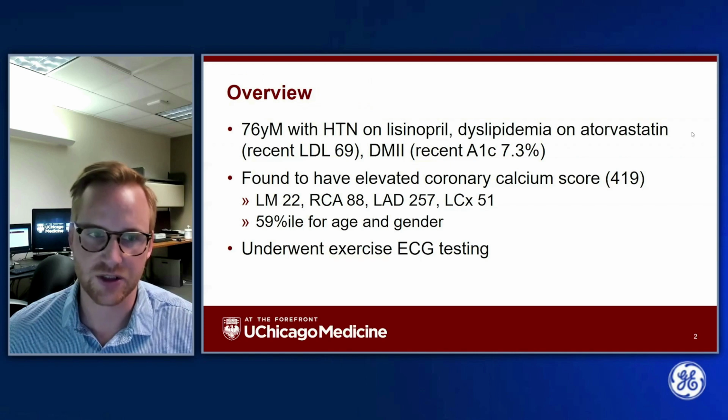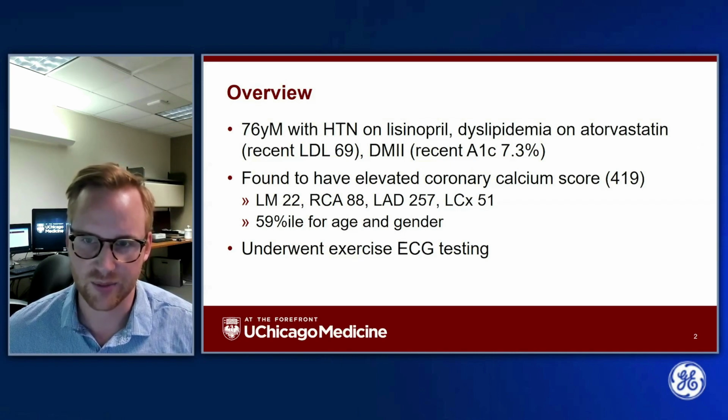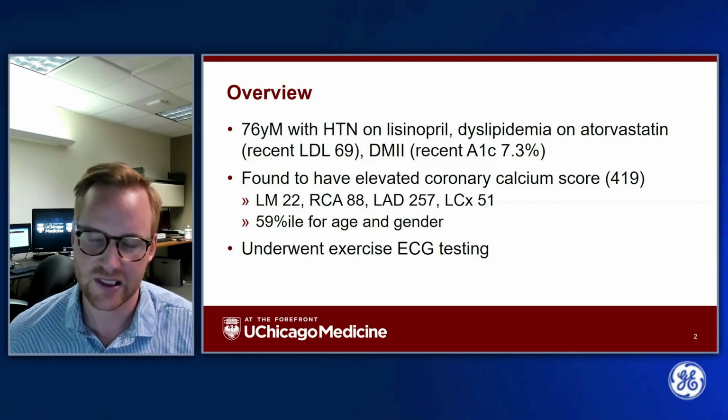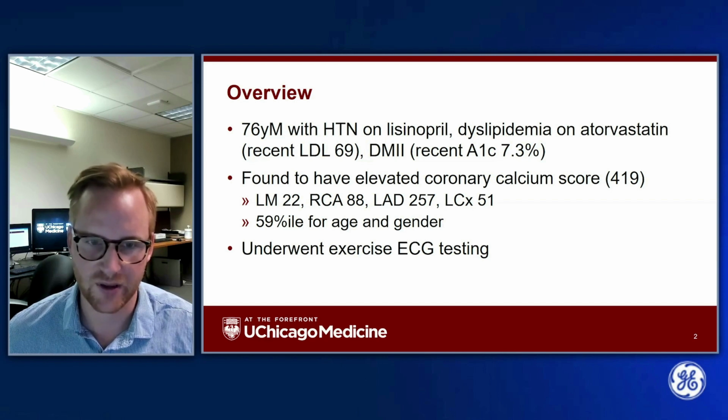This is a 76-year-old gentleman who has a history of hypertension on lisinopril, dyslipidemia on atorvastatin with a recent LDL of 69, and type 2 diabetes with a recent hemoglobin A1C of 7.3%. He had undergone elective coronary artery calcium scoring testing, which showed an elevated score of 419 that was primarily focused in the left anterior descending artery. This corresponded to a score of 59th percentile for age and gender matched cohort.